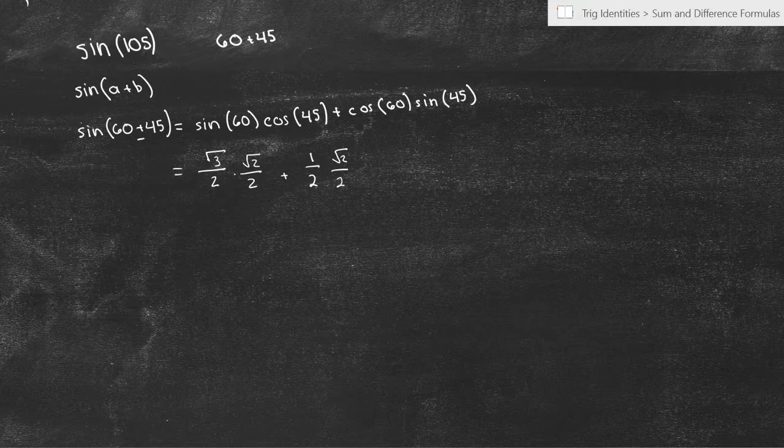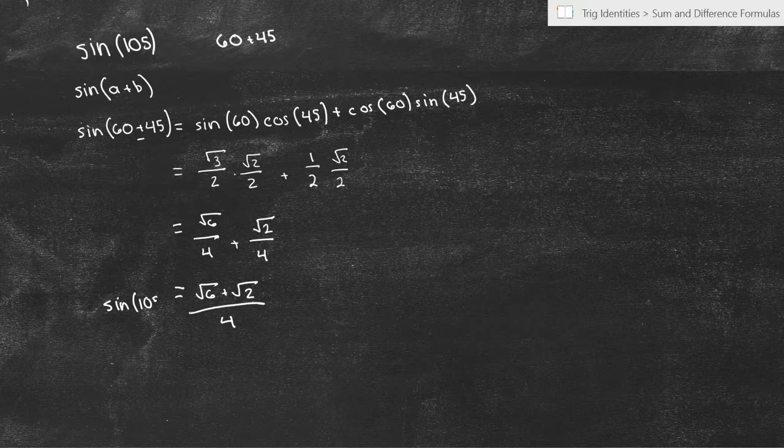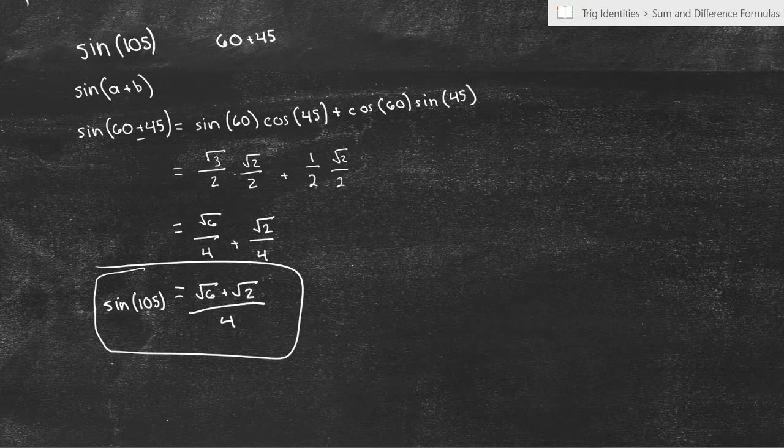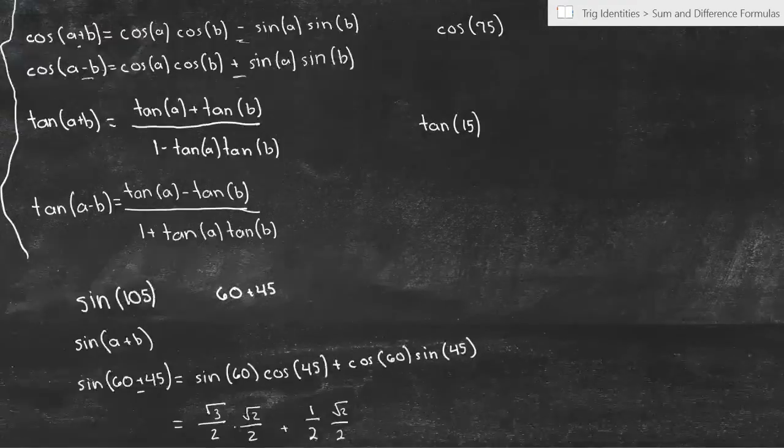Now I just have to multiply these together. That's going to equal root 6 over 4 plus, well, it's going to be root 2 over 4. So our final answer is going to be root 6 plus root 2, all over 4. And that equals sine of 105. So we just have to plug it into our formulas, and then we just simplify. It's not too bad once we have the formulas memorized. And so our next example was cosine 75.